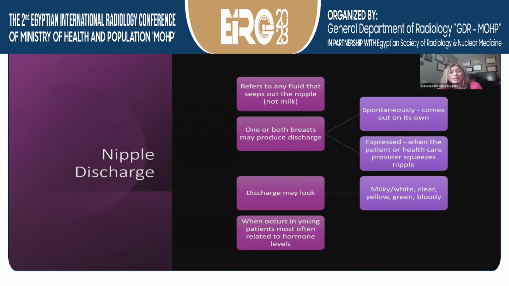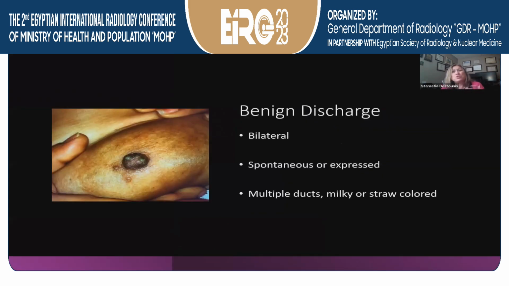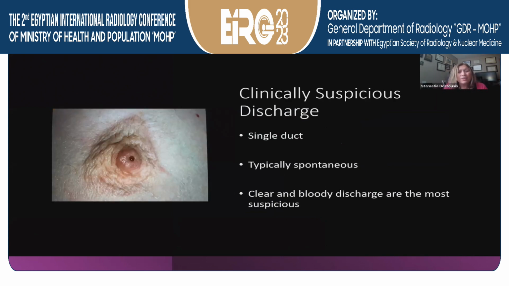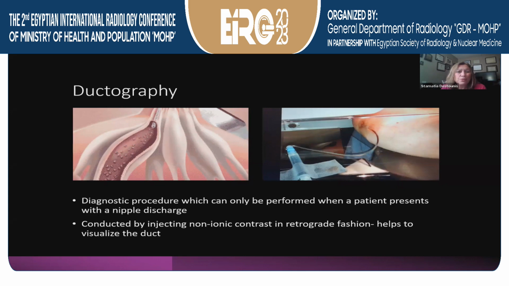It can be any color really: milky, clear, straw color, green, or bloody. If it's in a young patient, we're thinking hormonal changes. If it's multiple ducts, it can be spontaneous or express. It can be bilateral. We're thinking benign, right? But if we have bloody or clear, it's a single duct, it's recent onset, typically it will be spontaneous. That is more suspicious, and we have to evaluate that further.